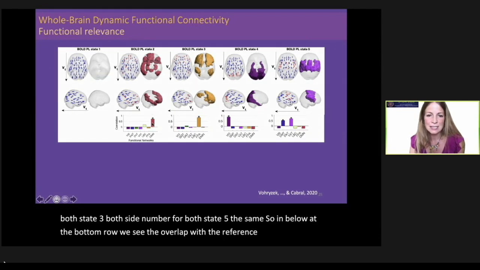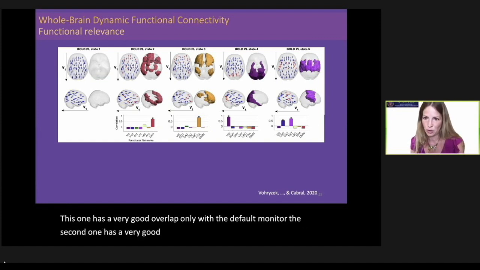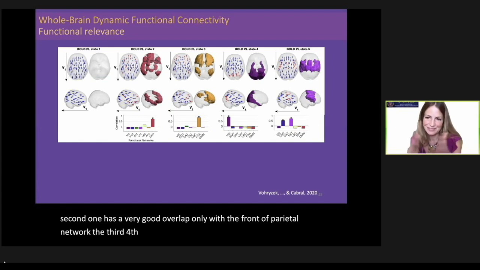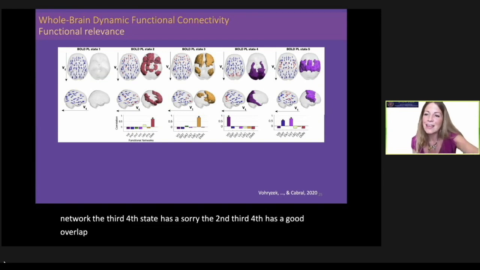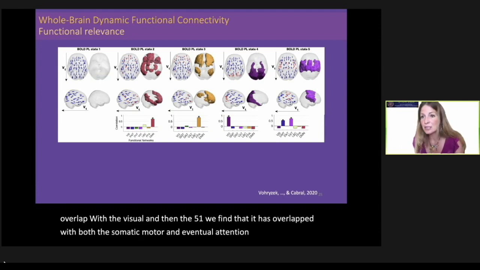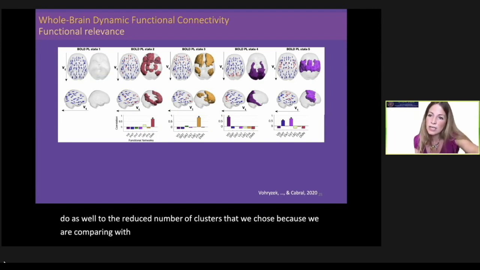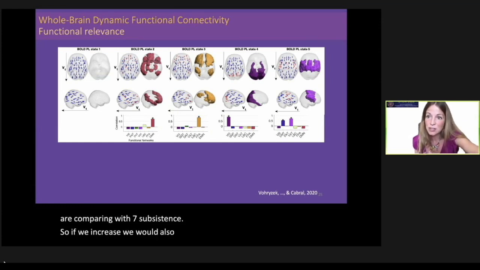And as we see, this one has a very good overlap only with the default mode network. The second one has a very good overlap only with the frontoparietal network. The second, third, fourth has a good overlap with the visual. And then the fifth one, we find that it has overlap with both the somatomotor and the ventral attention network. But this is due as well to the reduced number of clusters that we chose, because we are comparing with 7 subsystems. So if we increase, we would also find the limbic network, which may also be relevant.